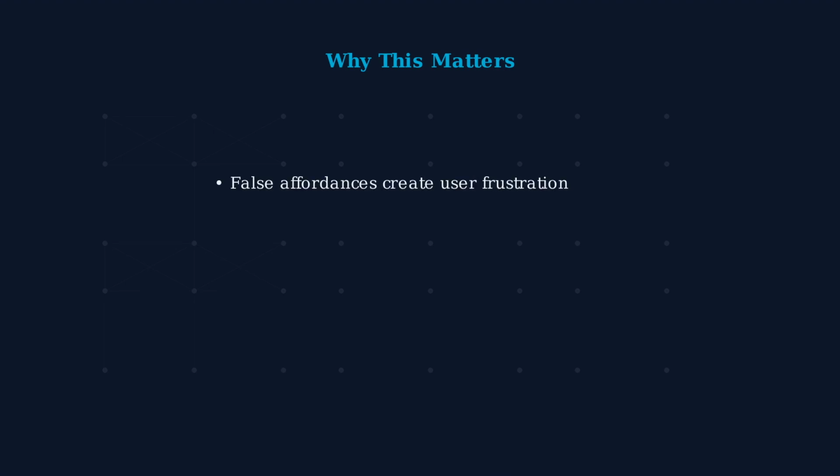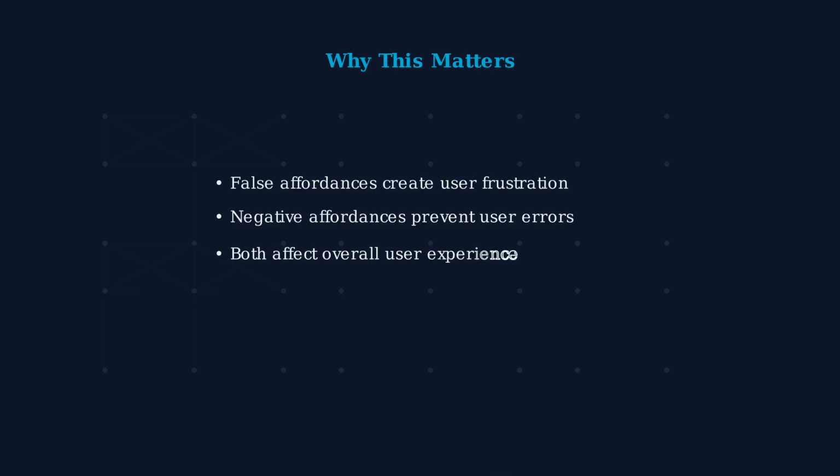Understanding false and negative affordances is essential for designers. False affordances create frustration when users can't complete expected actions. Negative affordances, when used correctly, prevent errors by clearly communicating limitations. Both significantly impact the overall user experience and should be carefully considered in design decisions.